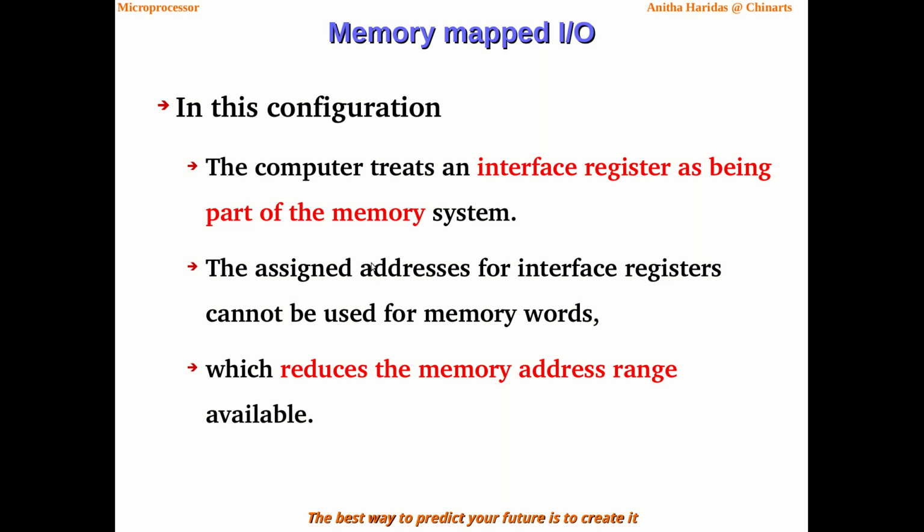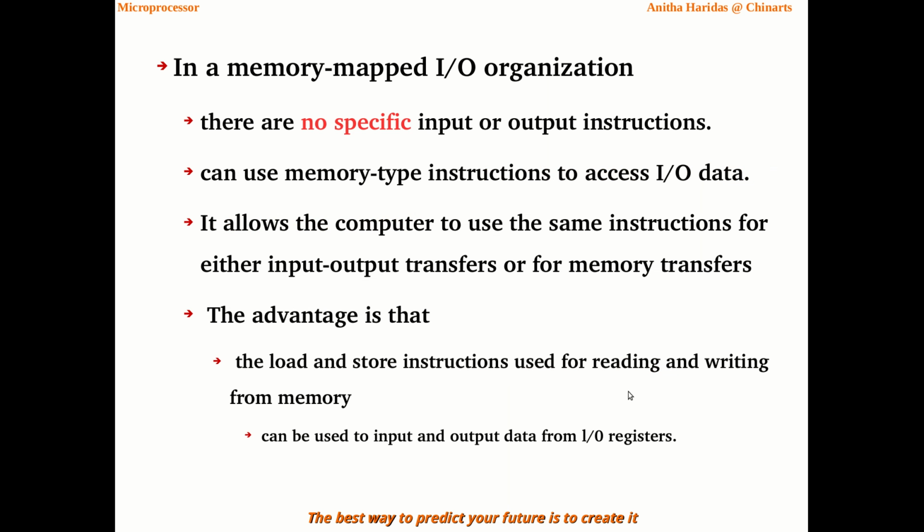In this configuration, the computer treats an interface register as being part of the memory system itself. And the assigned address for the interface register cannot be used for the memory words, and this reduces the memory address range available. That is one limitation when you use memory mapped input-output.